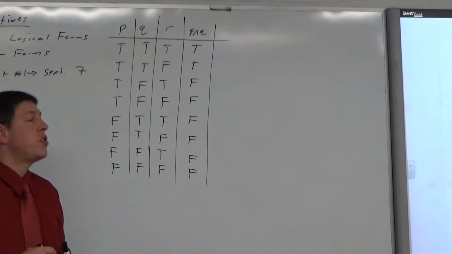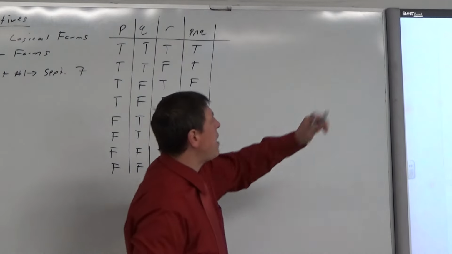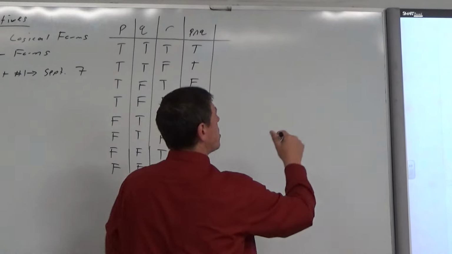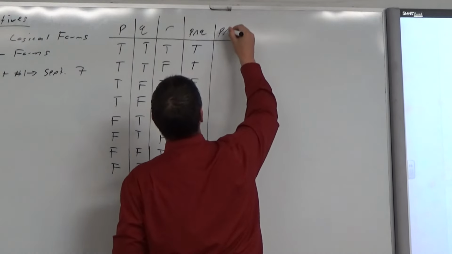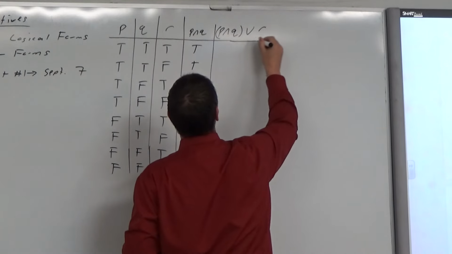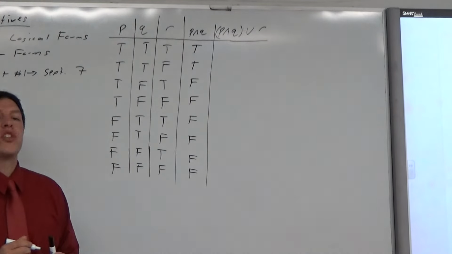The next thing that I'm going to do is I'm going to go ahead and say P and Q or R. Okay, so now I've done what's in the parentheses. Now I have (P and Q) or R. Okay, so now we have a disjunction.